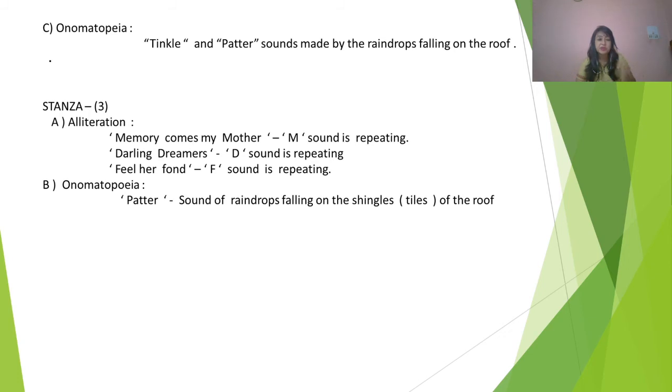B, onomatopoeia, patter. The sound of raindrops falling on the shingles of the roof. So, the sound again here, the raindrops while falling on the tiles make a certain sound and we can imagine that sound. So, this is onomatopoeia. Let us see the questions from this chapter.